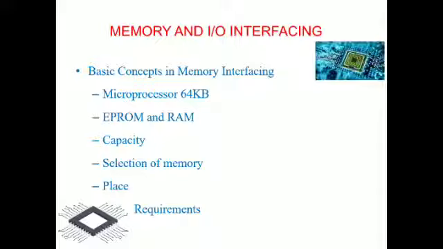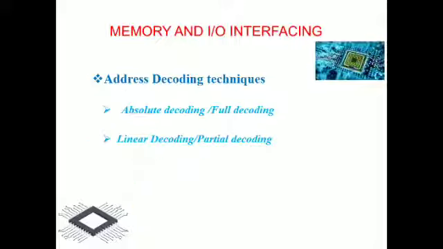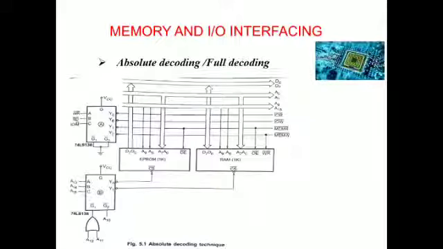Therefore, memory interfacing requires selecting the chip, which is a very important step, identifying the registers, and next, enabling the appropriate buffers. For this we need some techniques for memory and I/O interfacing. There are two techniques used. One is absolute decoding or full decoding. The next one is linear decoding or partial decoding. So let's have the first one, address decoding.